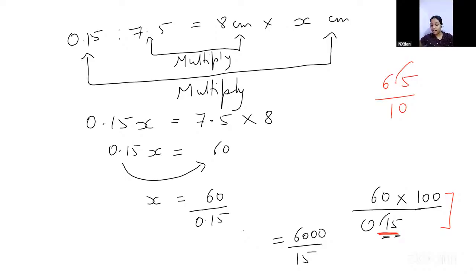Now my decimal is gone, my point is gone. I have 100 here and 15 only, no point. So 60 into 100, 6,000 divided by 15. You can easily find the answer. How much is the answer? 6,000 divided by 15. 400 is your answer.